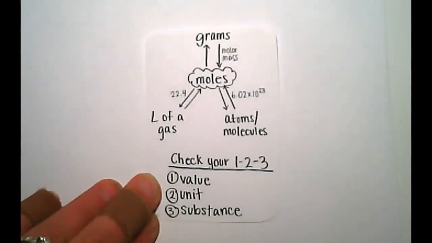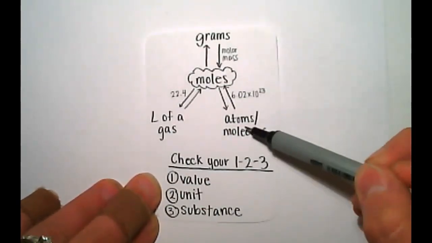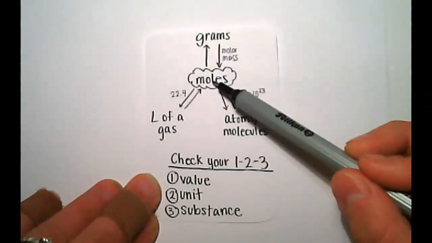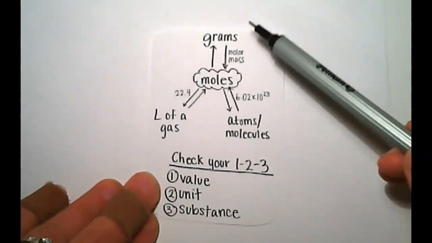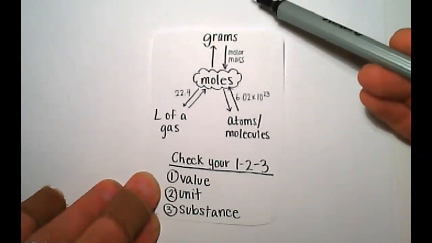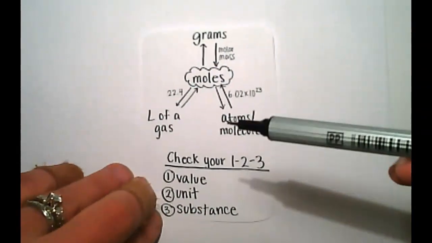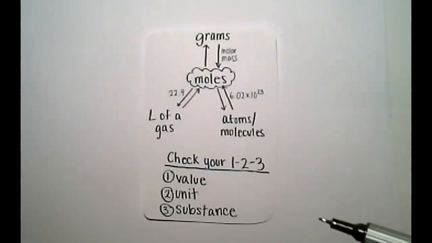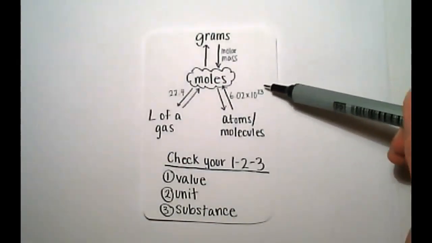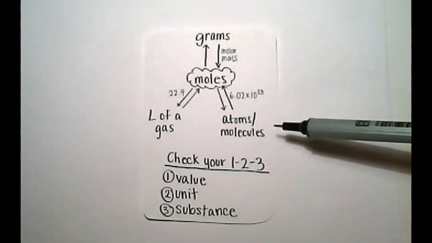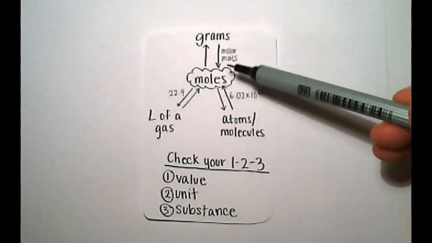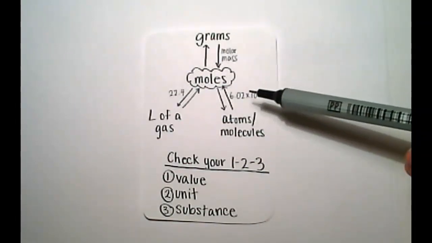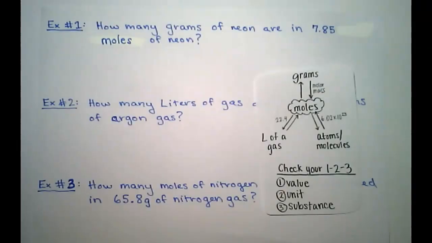Or let's do another one. What if we wanted to go from atoms of helium to grams of helium? We'd first convert our atoms or our molecules into moles of helium, and then we'd convert moles into grams with our second conversion factor. So each step along this chart tells us what we need to use to make that conversion. So to convert atoms into moles, for instance, we need to use 6.02 times 10 to the 23rd, which is Avogadro's number. To convert moles into grams or grams into moles, we need to use the molar mass of the substance. So let's look at a couple of examples.